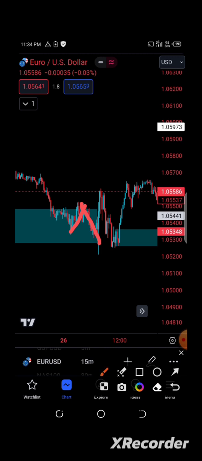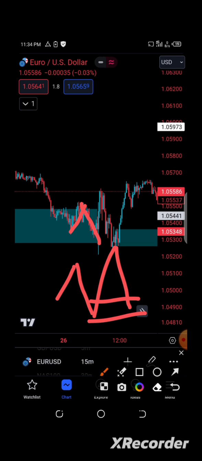So you would see price do this, do this, do this, come back to the demand zone, take off, right? That's what you see there.